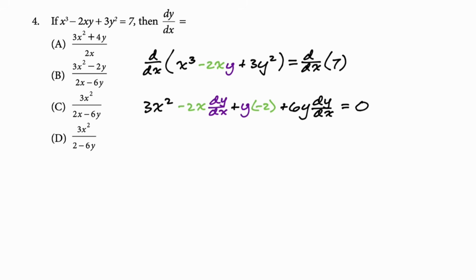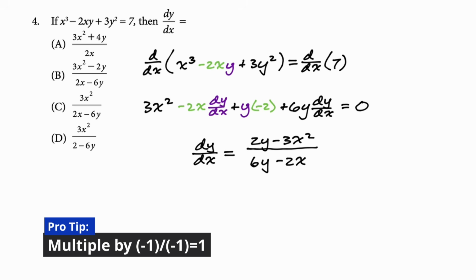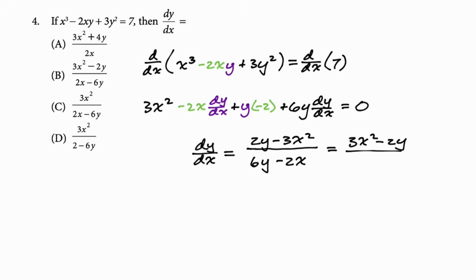Now we just need to solve for dy/dx. So I'm going to say dy/dx is equal to, I'm going to take everything that doesn't have a dy/dx and move it to the right-hand side. So I'm going to add 2y and subtract 3x squared. Then I look at the coefficients of dy/dx, and that is 6y minus 2x. I'm going to divide both sides by 6y minus 2x. Then I look at the answer choices and I see this is not one of them. So I think to myself, what if I multiplied the top and the bottom by -1, which is essentially what you end up doing on these problems. We would get 3x squared minus 2y over 2x minus 6y. We look at the answer choices, and we pick B.